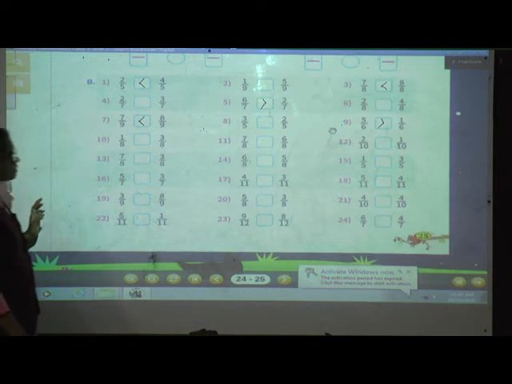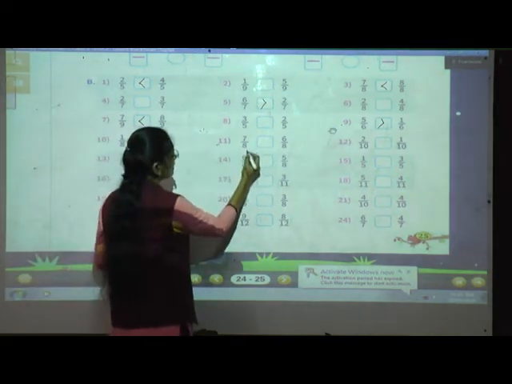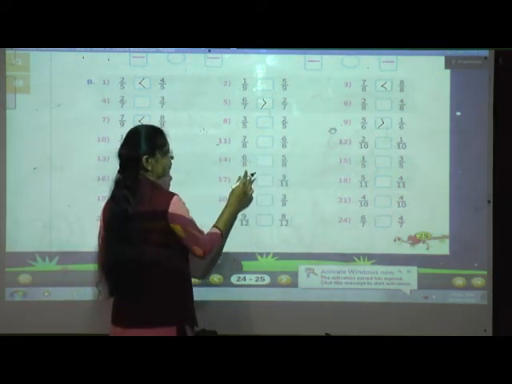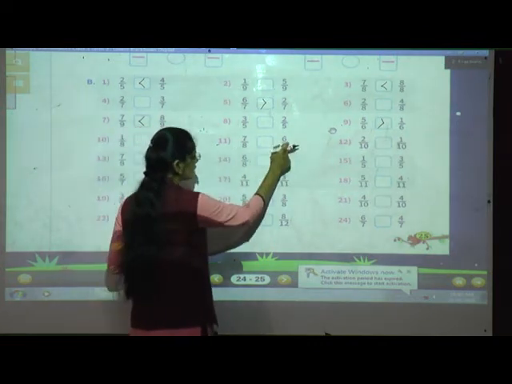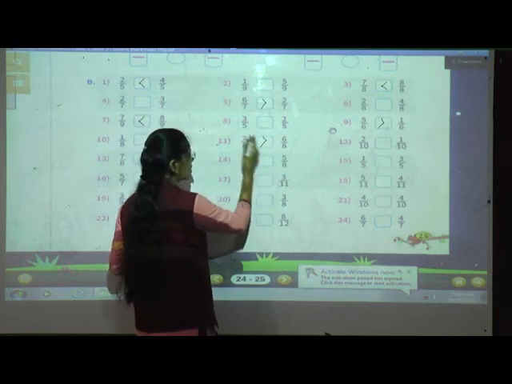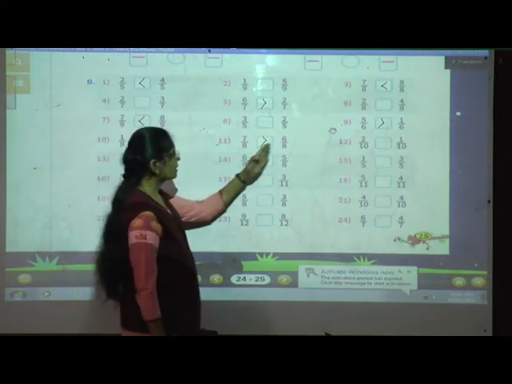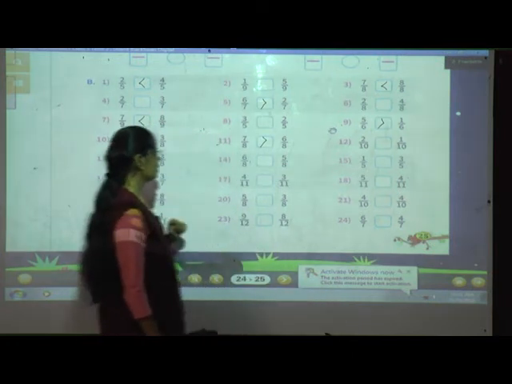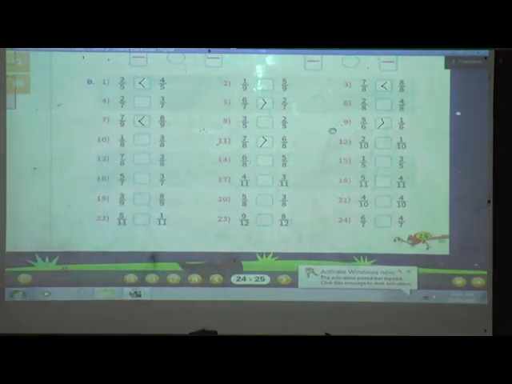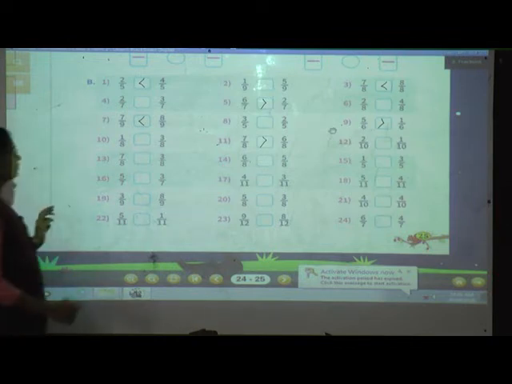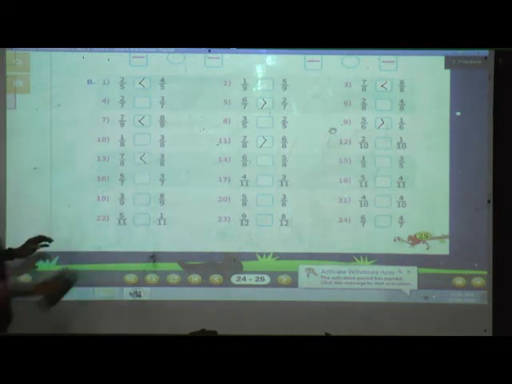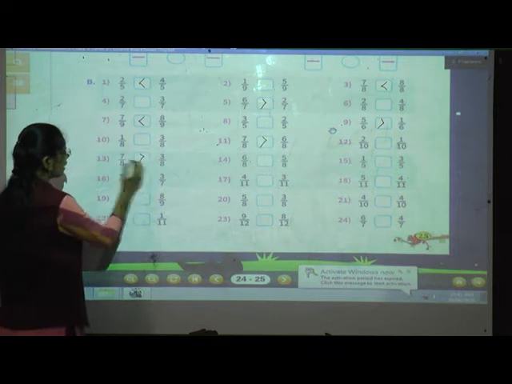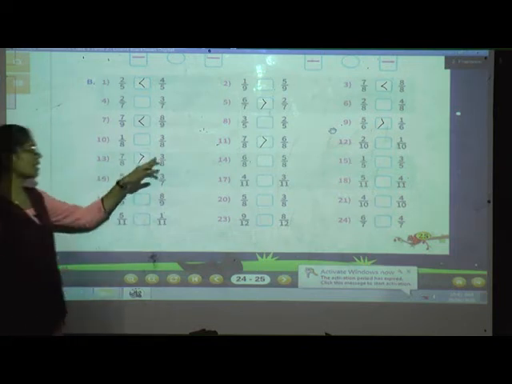Then see the 11th number. 7 by 8 and 6 by 8. Like fractions, so we have to see only the numerator. Here 7 and here 6 is there. 7 is greater than 6. So 7 by 8 is greater than 6 by 8. Then see the 13th one. 7 by 8 and 3 by 8. Now you have to tell me which one is greater. Yes, 7 by 8 is greater than 3 by 8 because 7 is greater than 3.